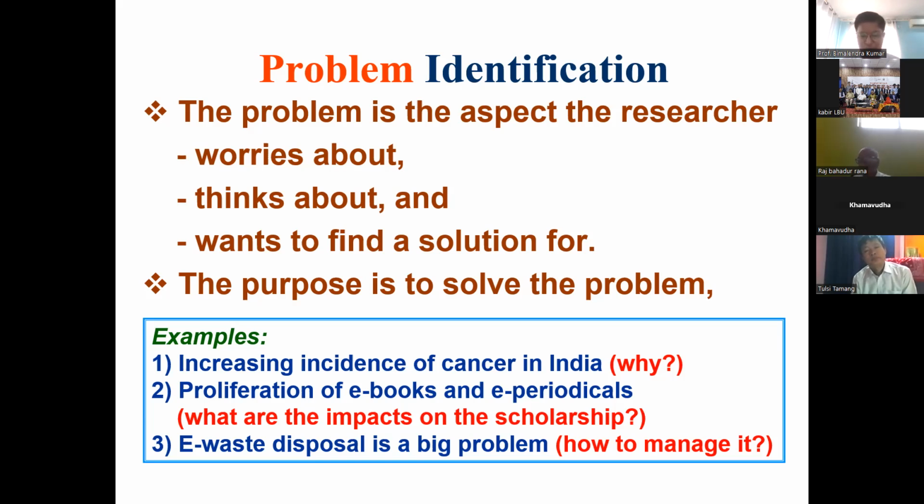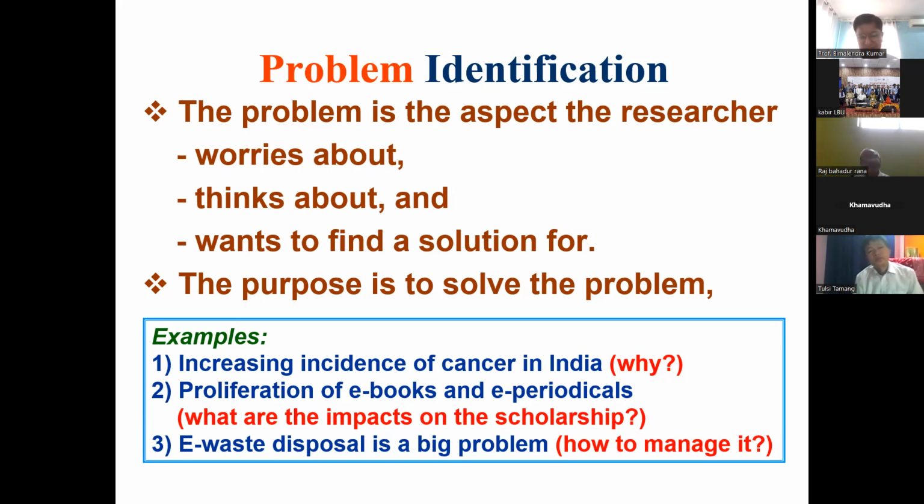Then there is the proliferation of e-books and e-periodicals. What are the impacts on scholarship? Even scholarships and fellowships are being awarded to research scholars for the smooth conduct of their research. So what is the impact of that? Whether they are doing research well, or they are not doing research seriously and are only getting the scholarship or the job. This type of question can also arise. E-waste disposal is a big problem. How do we manage it?